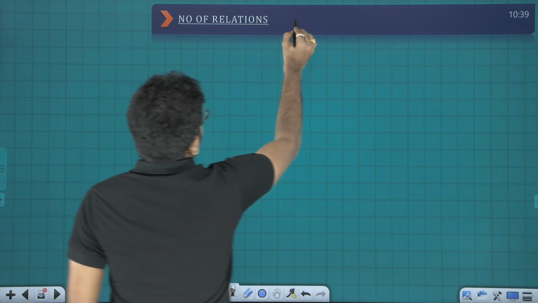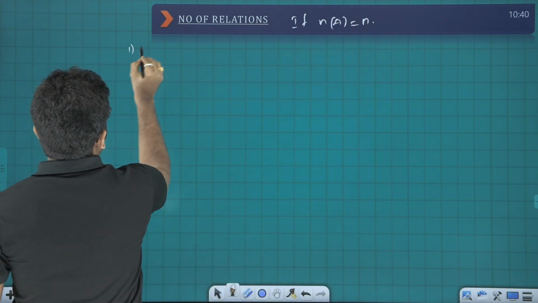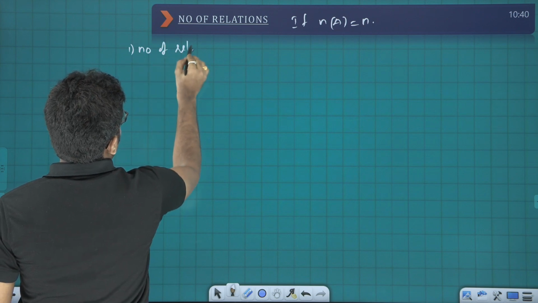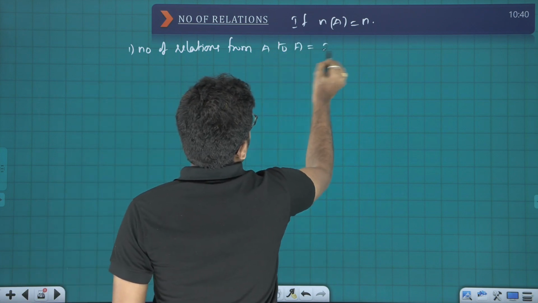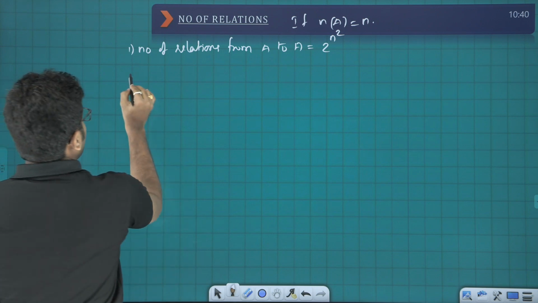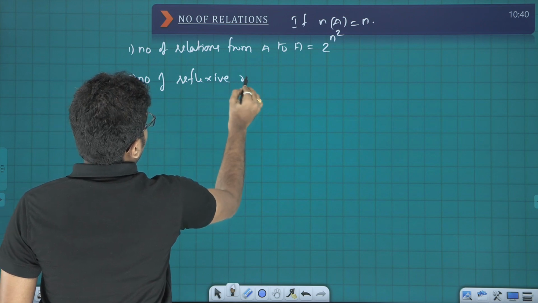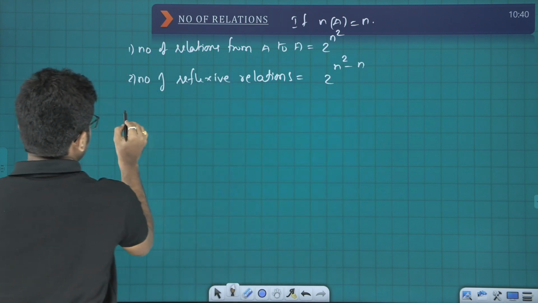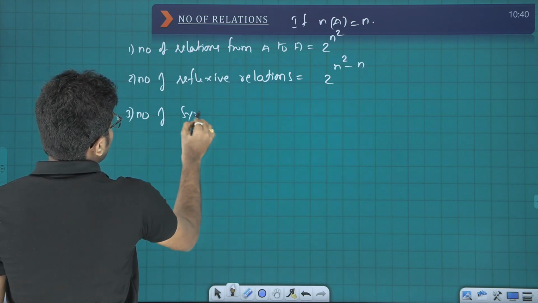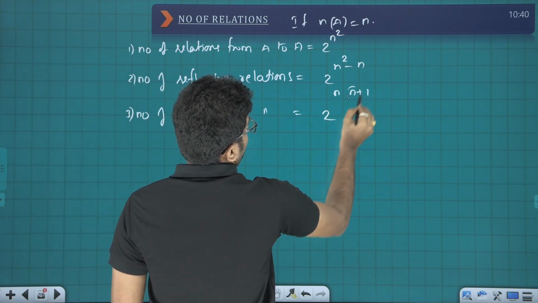Next, number of relations. Friends, this page is going to be very important. If there are n elements in set A, that is, n of A is equal to n, then number of relations from A to A is equal to 2 power n square. We know it. Number of reflexive relations from A to A only is 2 raised to n square minus n. Number of symmetric relations is 2 power n into n plus 1 by 2.